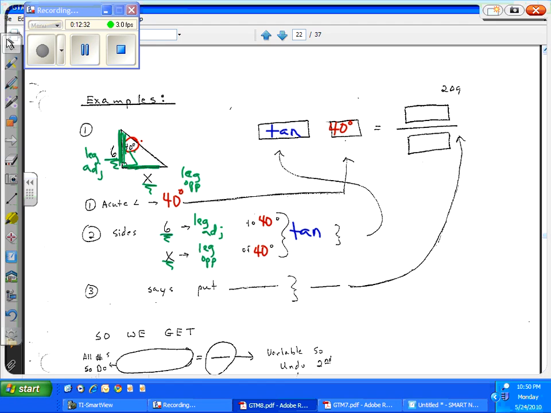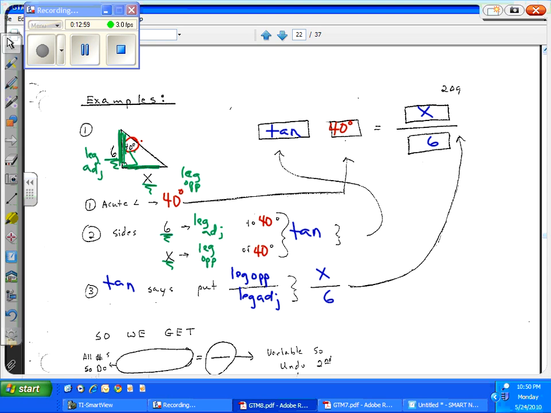And then I'm going to do what tangent says. Tangent says that you put leg opposite over leg adjacent. The leg opposite was 6. I'm sorry, the leg opposite was x. The leg adjacent was 6. And so I have my trigonometric ratio set up.